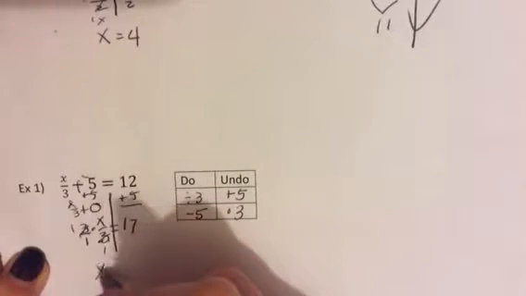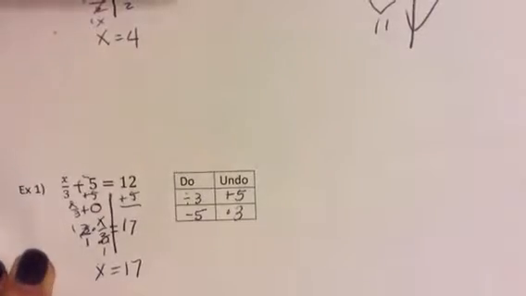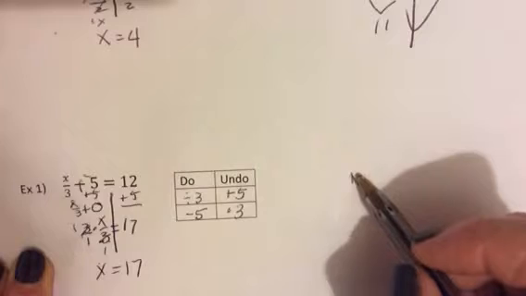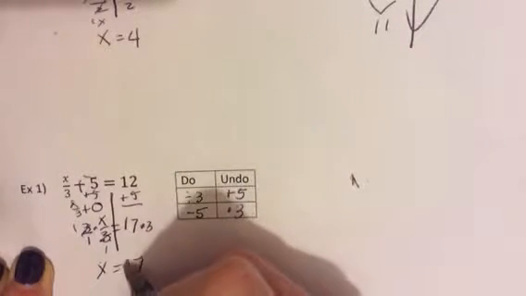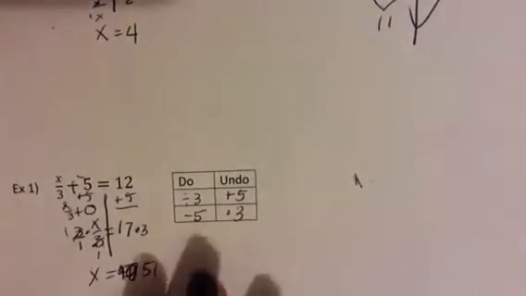And then 1 times x is x, and x is 17. So now to check it, we come over here and we say x. What am I saying? x is 17. We didn't multiply by 3 over there. Sorry, it's 51. Sorry about that. Got to keep it balanced, don't we?